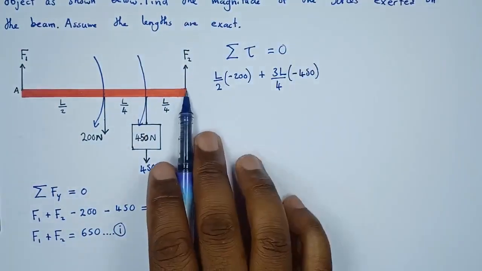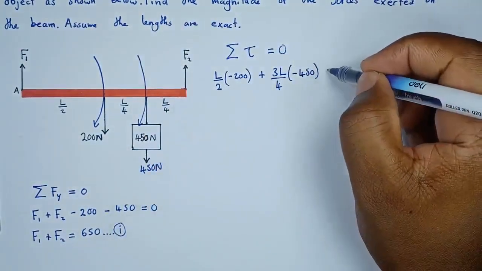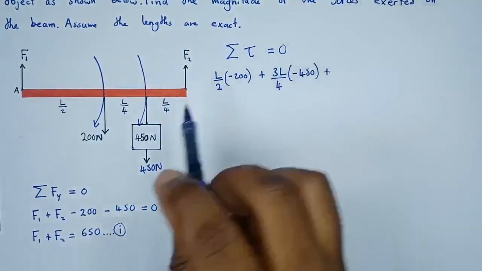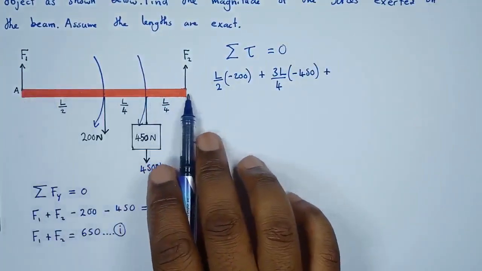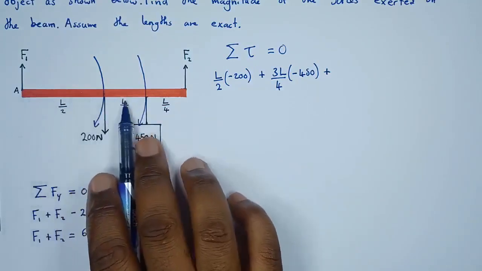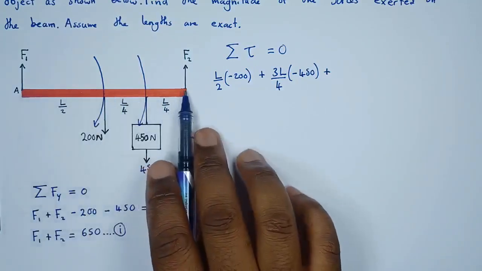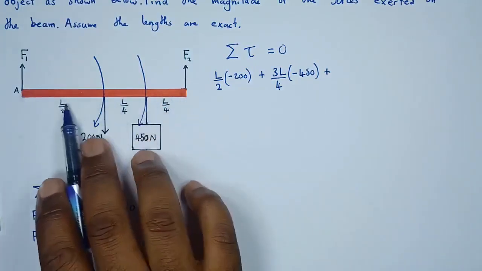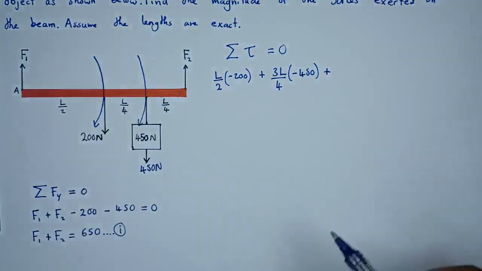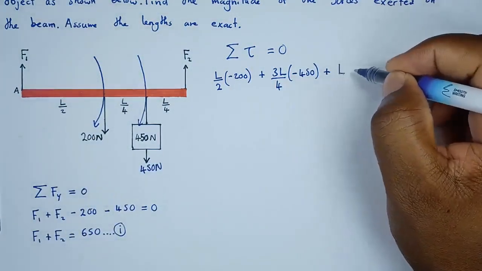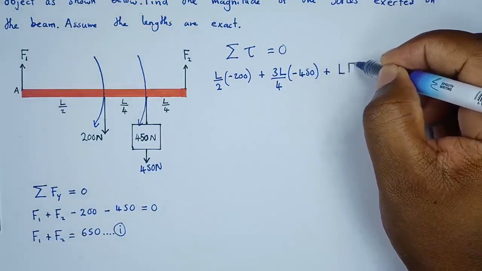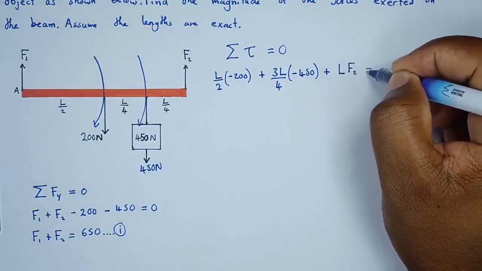We have one more force, which is this one here. What is the distance for that force? Remember, the length of the beam is L, so that is L over 2 plus this, so to this point the length is L. Add up this and this and this, we just get L. So that is L multiplied by F2. This is equal to 0.